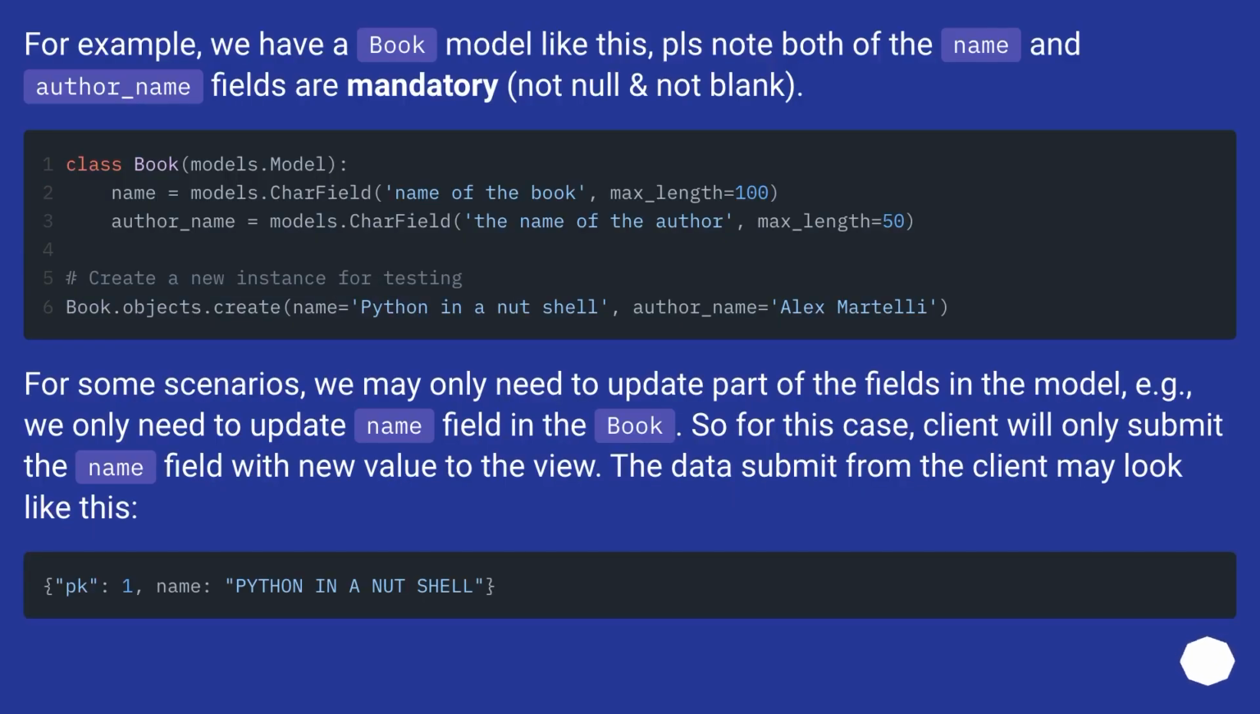For example, we have a book model like this. Please note both the name and author_name fields are mandatory, not null and not blank. For some scenarios, we may only need to update part of the fields in the model, for example, only the name field in the book. So in this case, the client will only submit the name field with the new value to the view. The data submitted from the client may look like this.